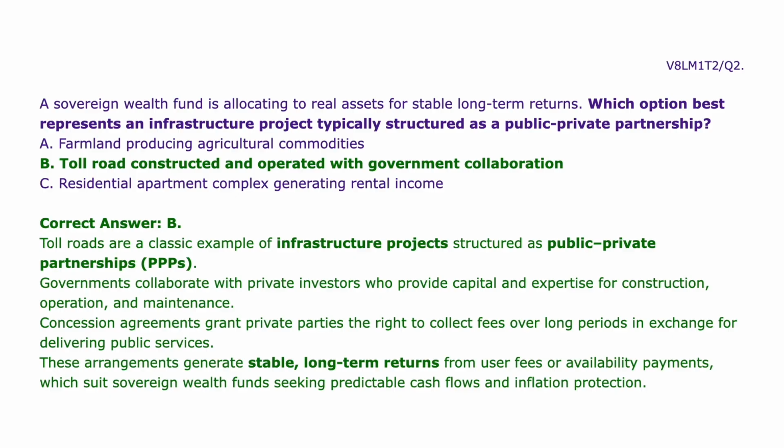Examples include bridges and toll roads. Farmland and residential apartments are real assets, but not infrastructure, or typically PPPs. Correct answer is B.